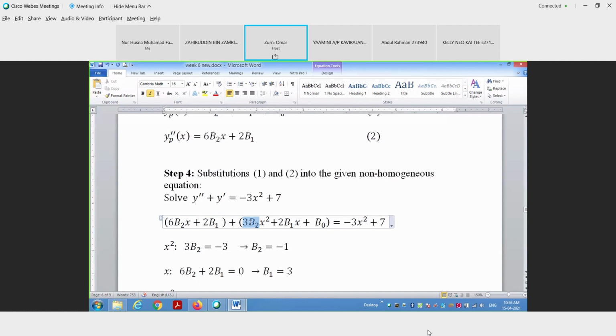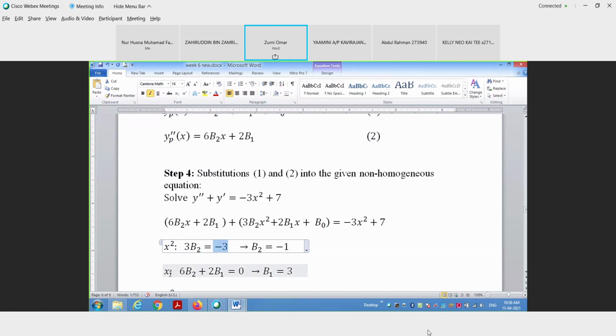Okay, only 3b2. So 3b2 on your left must equal the coefficient on your right. Your right will be what? Minus 3. The coefficient of x squared is equal to minus 3, meaning that 3b2 must equal minus 3. Compare the coefficient of left and right. This implies that b2 equals minus 3 divided by 3, equal to minus 1.